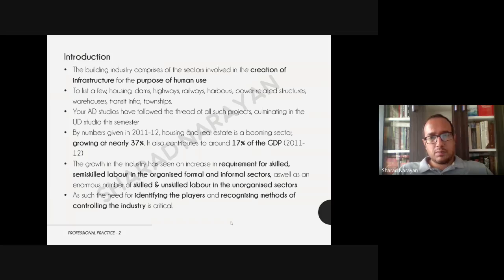As such, it becomes important for us to identify the players and recognize the methods by which the industry is controlled.